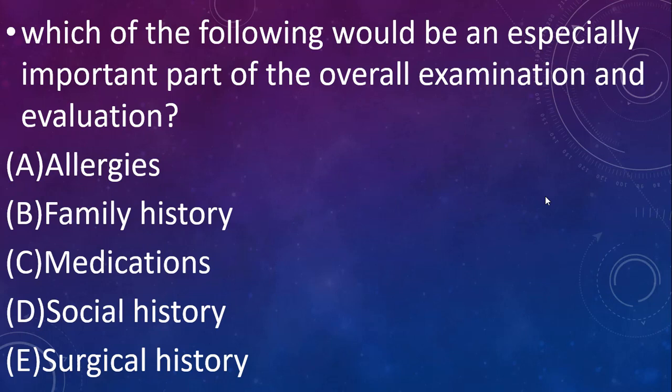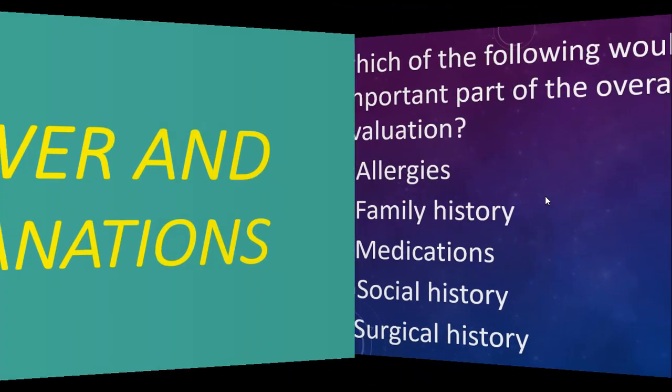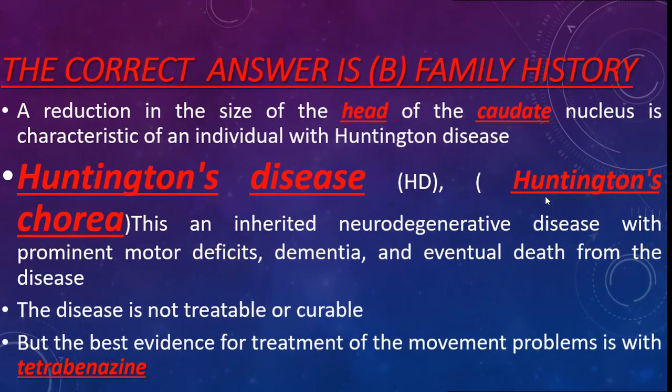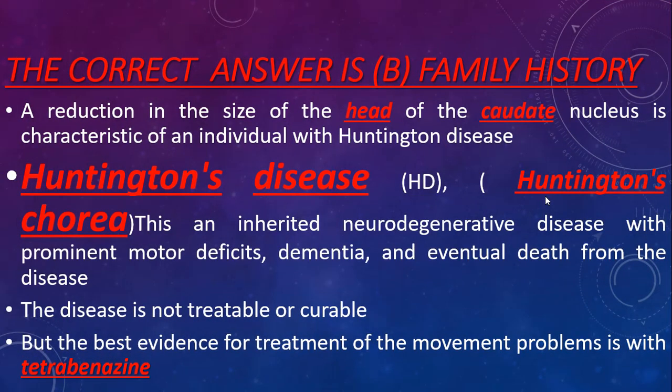A. Allergies. B. Family history. C. Medications. D. Social history. E. Surgical history. Answer and explanations. The correct answer is B, i.e. family history. A reduction in the size of the head of the caudate nucleus is characteristic of an individual with Huntington's disease or Huntington's chorea.